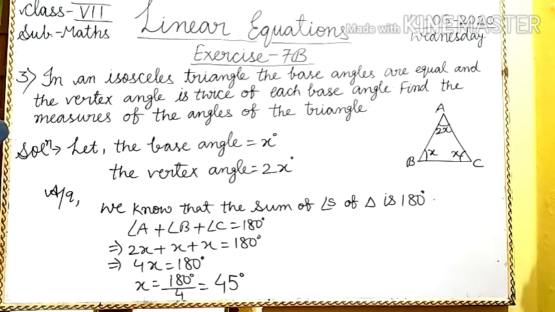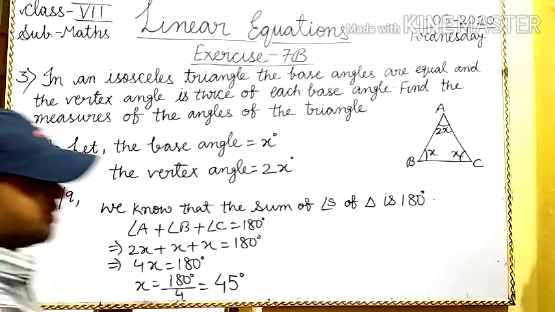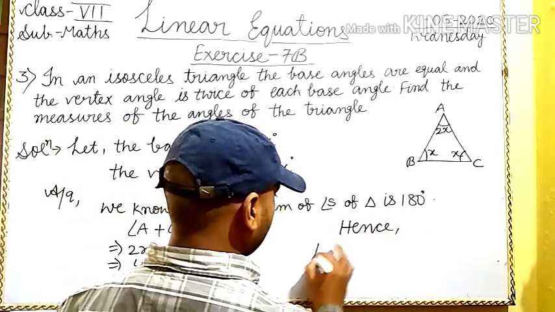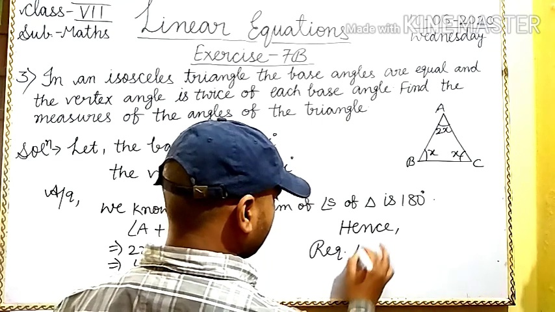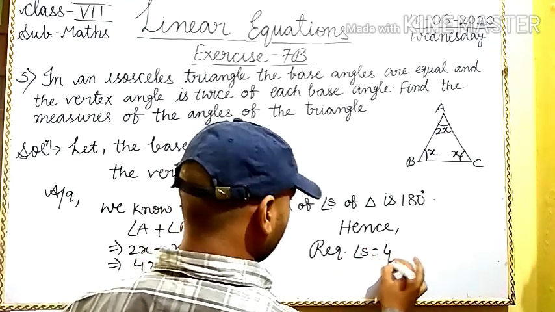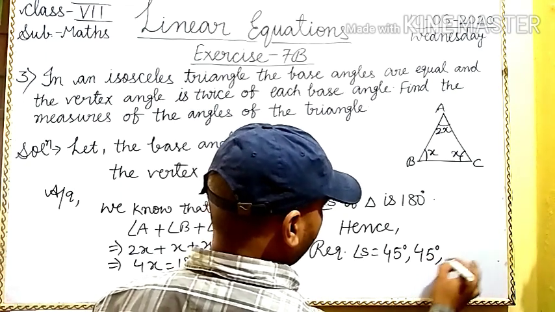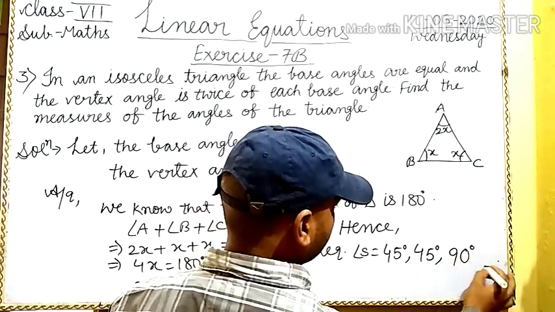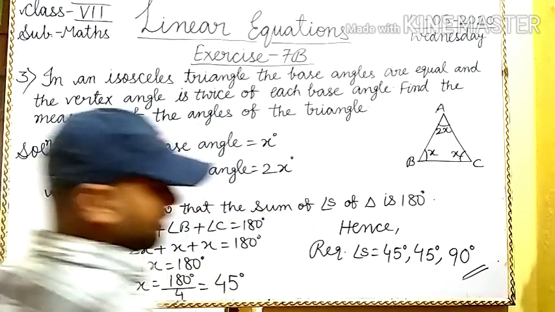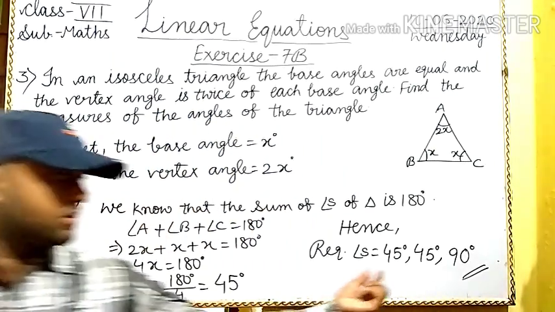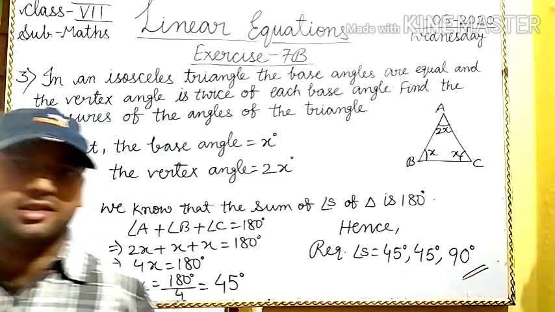So find the measures of the angles of the triangle. Hence the required angles are 45 degrees, 45 degrees and 90 degrees. Is it clear? There are three angles of the triangle, here 45, 45 and 90 degrees.